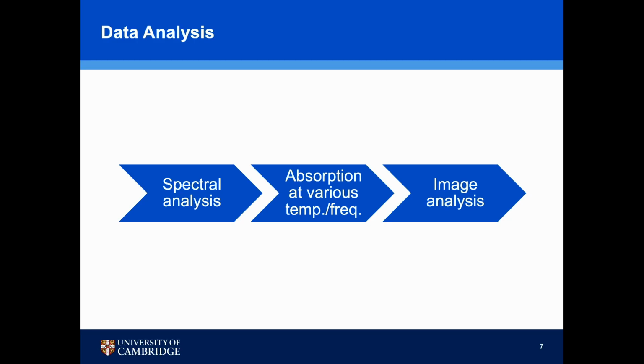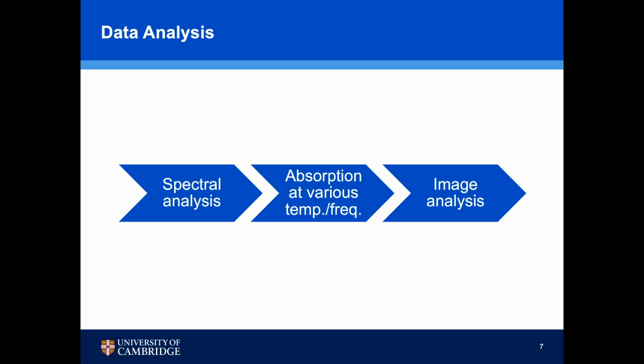As I said, we get 3 main sets of data, so when we process data, we also do it in 3 different steps. The first one, we only analyze the Terahertz spectra, and the second one, we analyze the absorption at various temperatures and frequencies. For this one, we will link the data we got from the thermocouple to the Terahertz spectra. And the third step is to analyze the images, which are the photos captured by the attached camera, and we will also link the data we got from the camera to the Terahertz spectra.